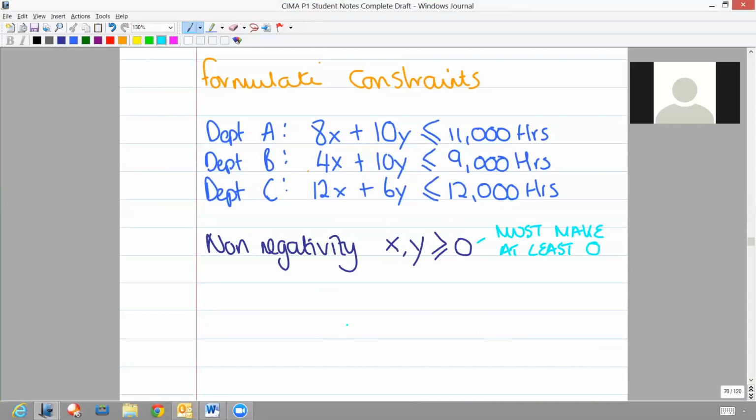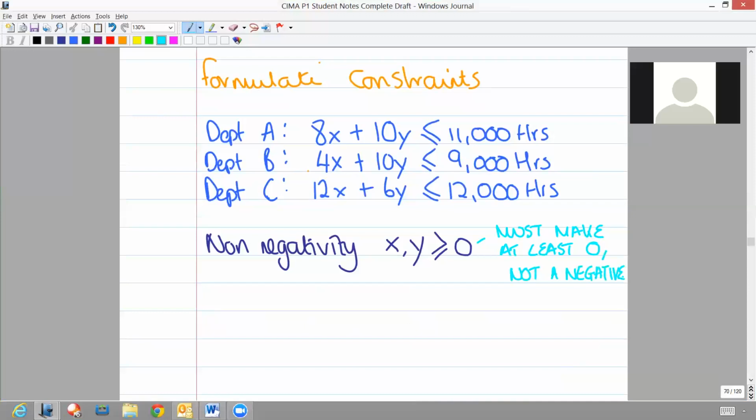So what we can't do is make, let's say, a negative 500 Ys to create another 5,000 hours for Department A. You can't make a negative product to increase your resource. It's impossible, isn't it? If we're making chocolate bars, we can't make minus 300 chocolate bars to create more resource. It's just not going to work. So you must make at least 0. You cannot make a negative amount.